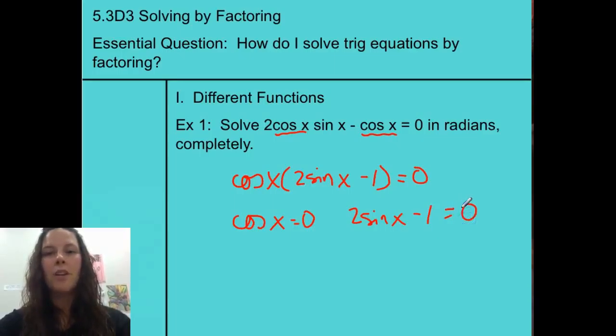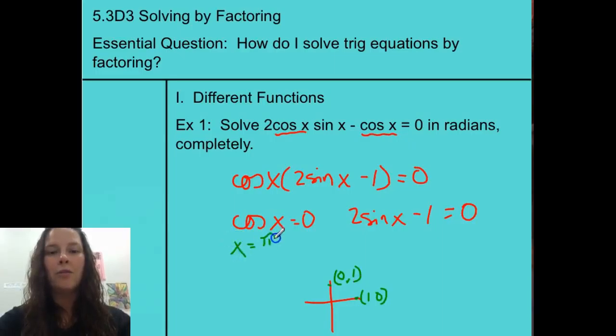Solving our first equation, where is cosine equal to 0 on our unit circle? We think of those 4 corners where the unit circle intersects the x and y axes. So we have a point out here, 1, 0. Cosine is the x coordinate, so that doesn't work. Up here we have 0, 1. Since cosine is the x coordinate, that will work, pi over 2. Our other solution will be down here at 0, negative 1. And that would be 3 pi over 2.